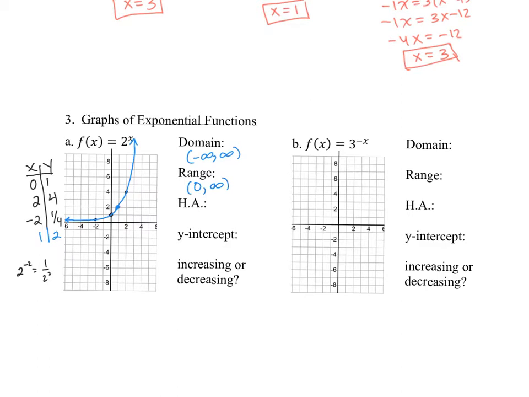Because it never actually touches the 0, there is a horizontal asymptote at y = 0. That's because no matter what I plug in, I cannot get a value of 0 or a negative value from this function. The y-intercept, I can see it right there, is (0, 1). Is this an increasing or decreasing exponential curve? I go from the left to the right. This is increasing.